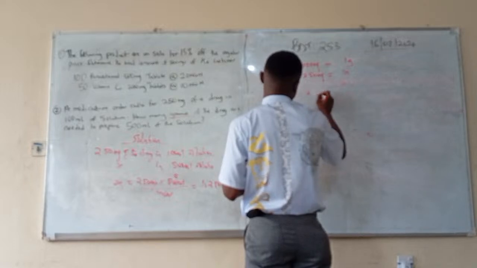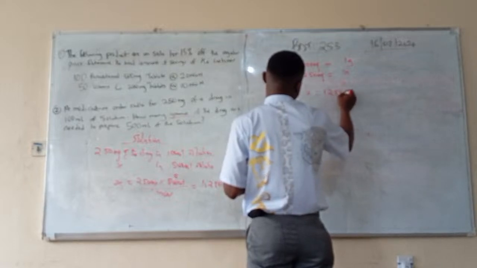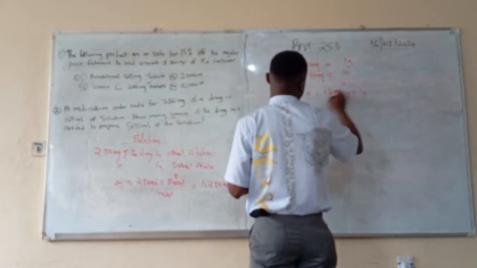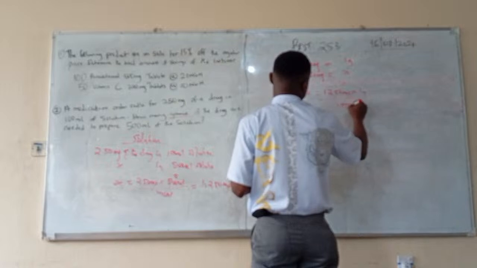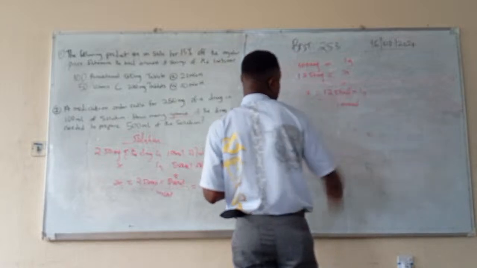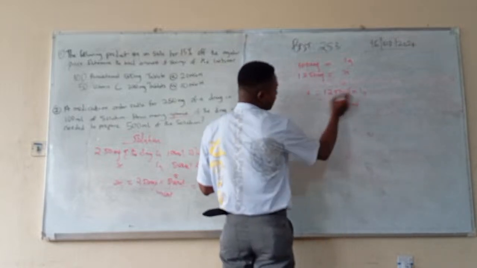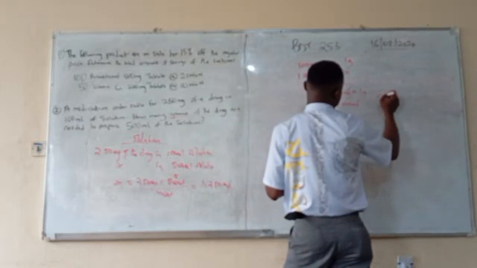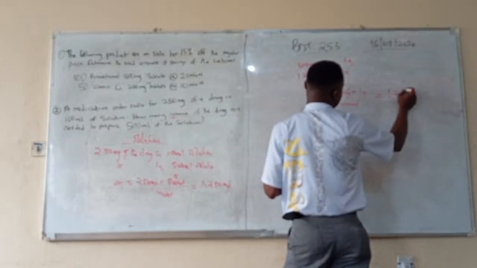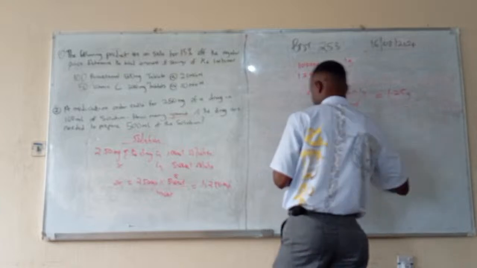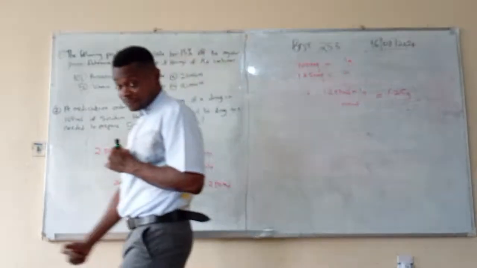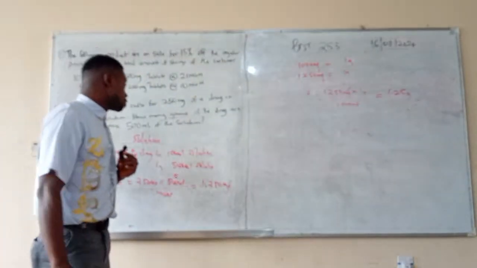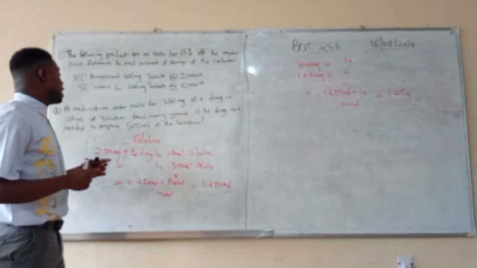Therefore, 1,250 milligram is equal to X. X is now equal to 1,250 milligram times 1 gram over 1,000 milligram. Milligram cancels milligram. This divided, times 1 gram, is 1.25 gram.